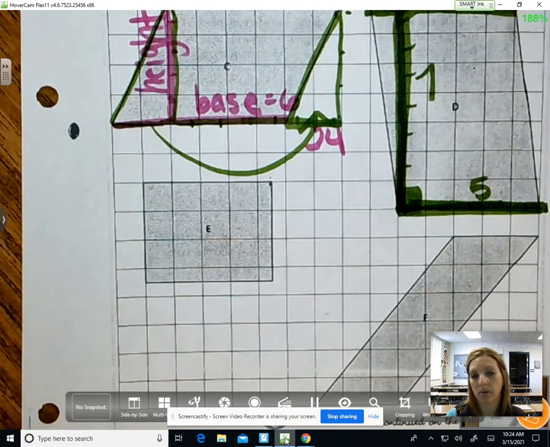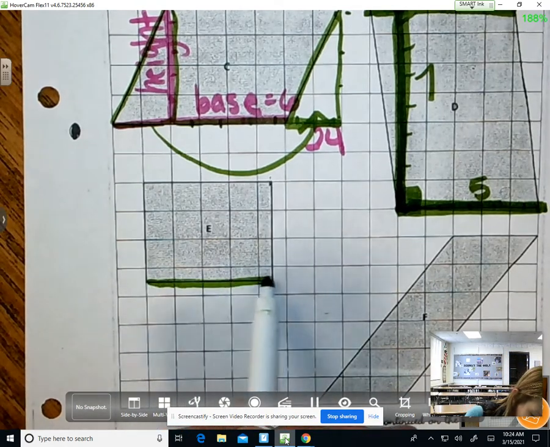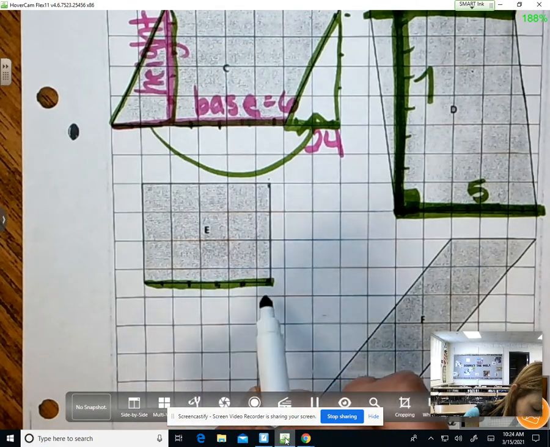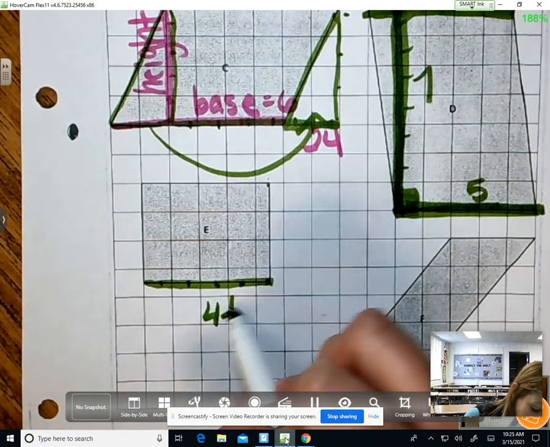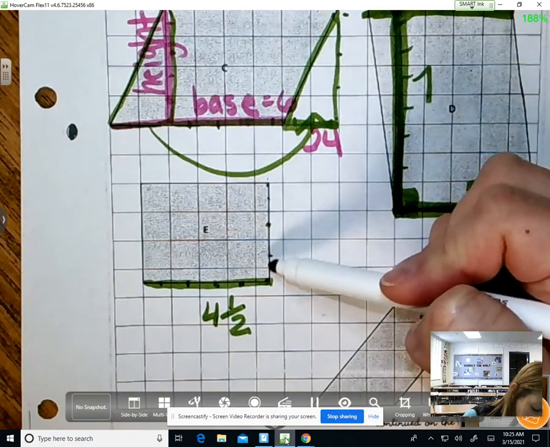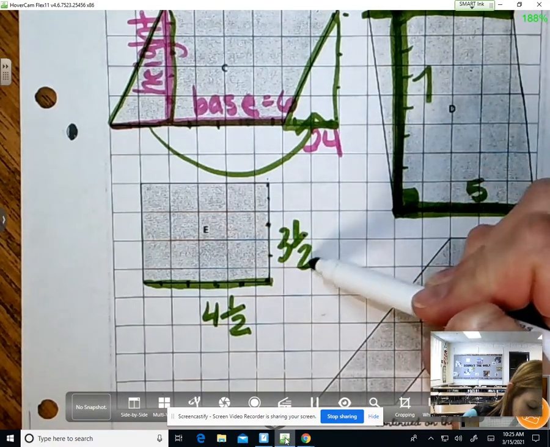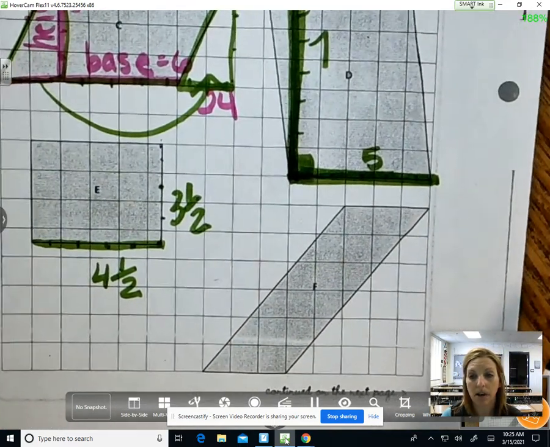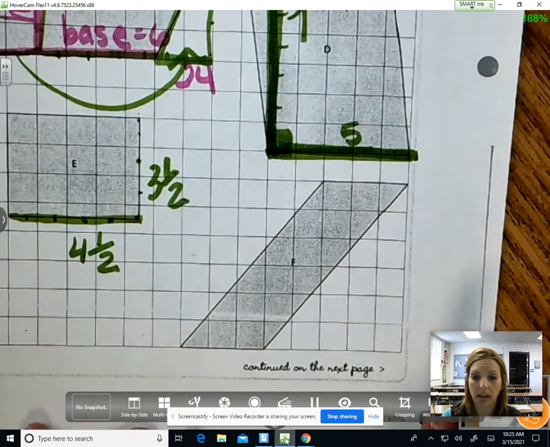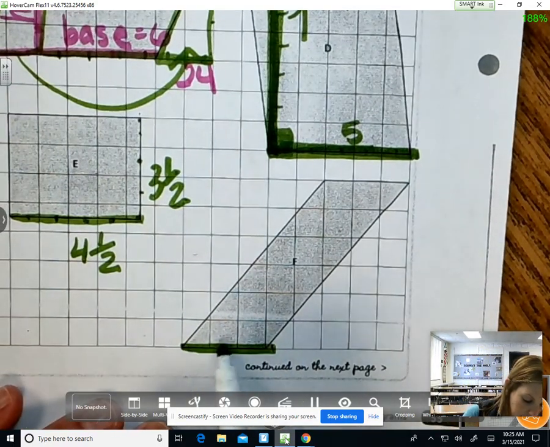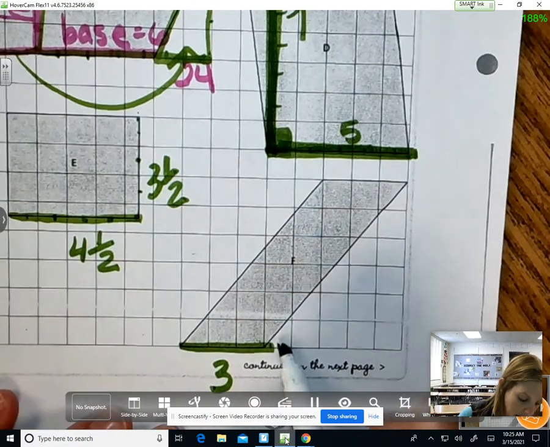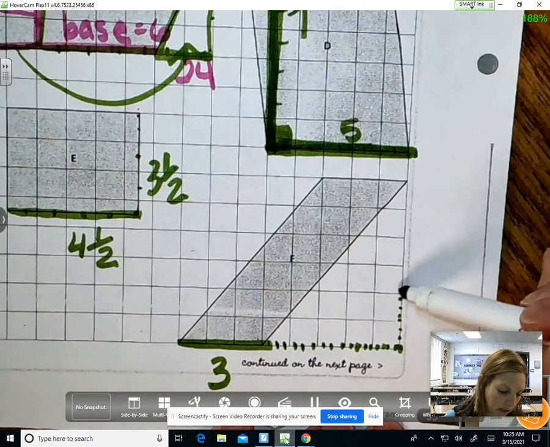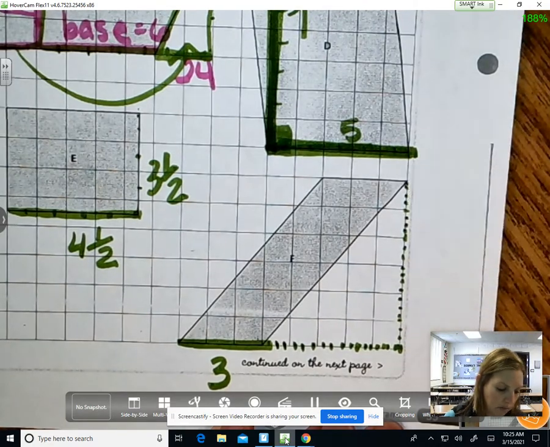And you can see with this one that my base looks like it's 1, 2, 3, 4, 5. Oops, 1, 2, 3, 4, and just half, 4.5 times 3.5. Okay, with this one, this is where we run into the tricky part of finding the height, just like you do with a triangle. So I have 1, 2, 3 for my base, and then I just need to think about how do I get from my bottom base to my top base. That will give me my height.